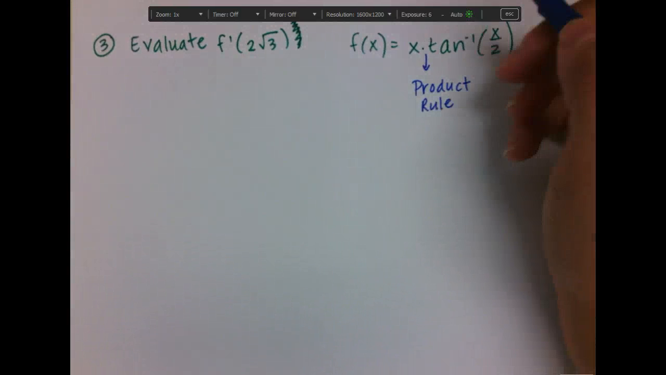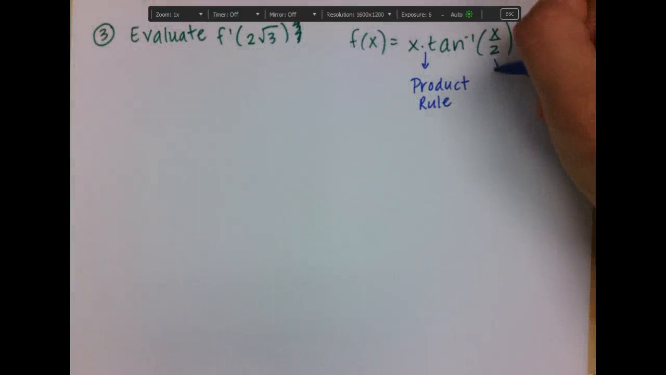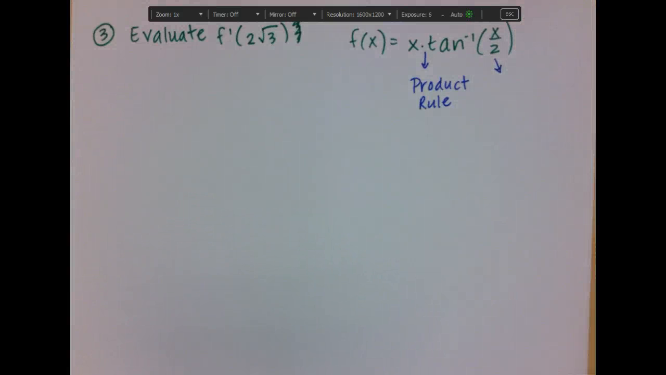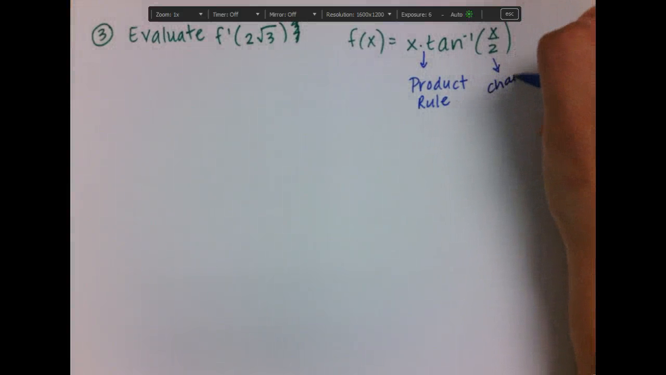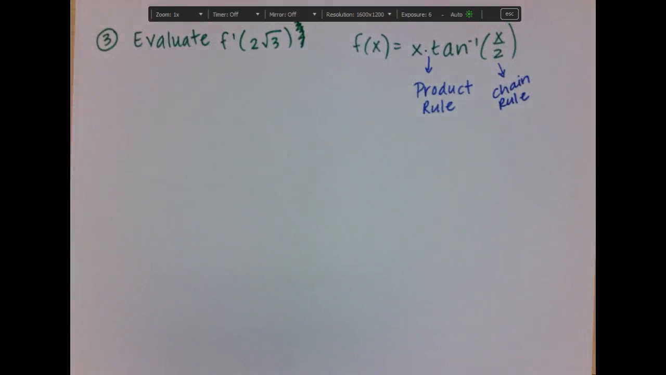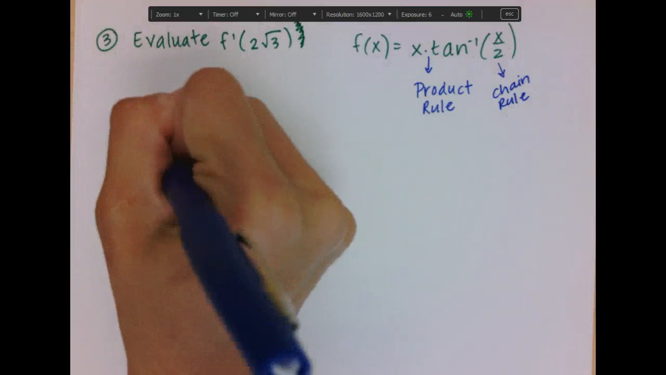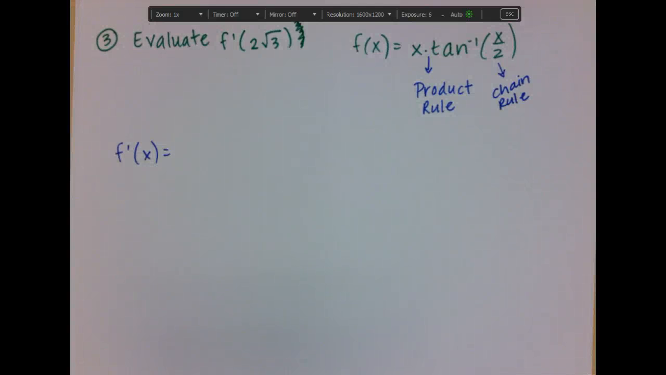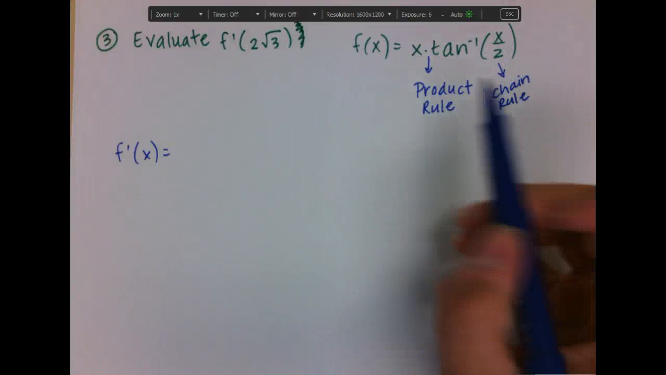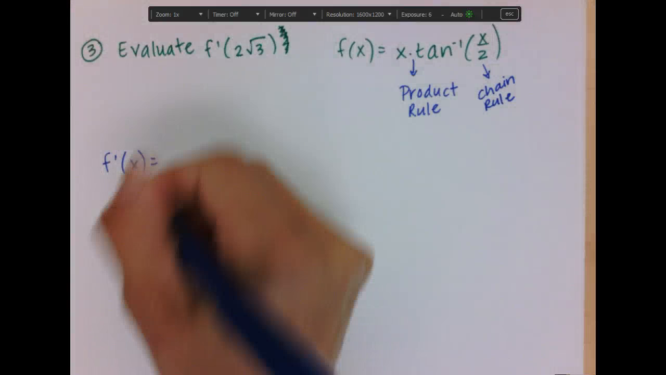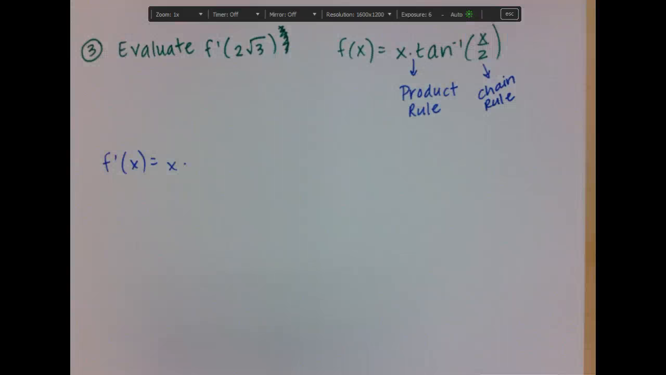And in fact, it's x times the inverse of tan, and the inverse of tan has an argument that is more than just x. So because of that, we need to use the chain rule as well. So let's get going finding this first derivative, which again is fairly complicated. Let's start with the product rule. The product rule tells me I need to take the first function, x, times the derivative of the second function, inverse tan of x over 2.